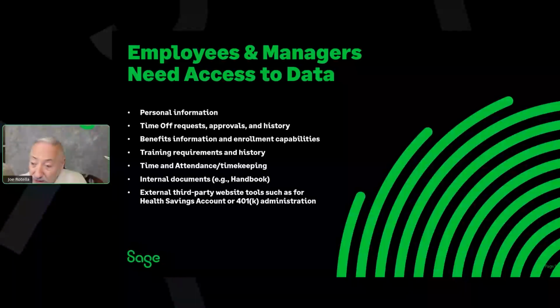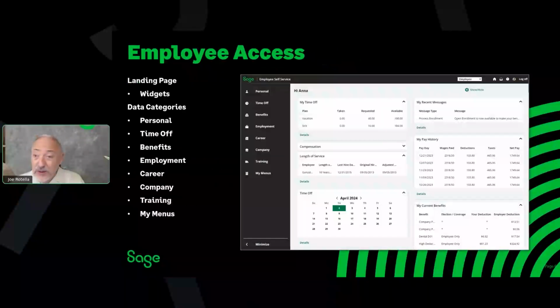Then there's all the internal documents, policies, things like your handbook. And they want access to external third-party websites and the tools that those offer. Maybe it's their HSA or their 401k administration. Now, some of this is possible with Sage Employee Self-Service, ESS.